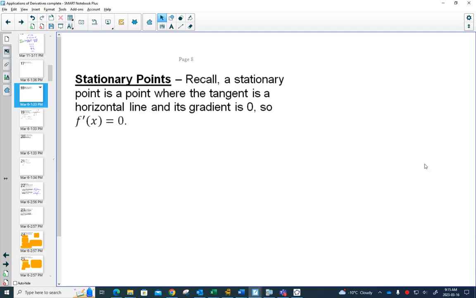Yesterday. What is a stationary point? A stationary point is any point where the tangent is a horizontal line. That is where the derivative would be 0. Remember, we put stationary points on our number line. We also put critical points. Well, critical points include stationary points, but also include non-permissible values.